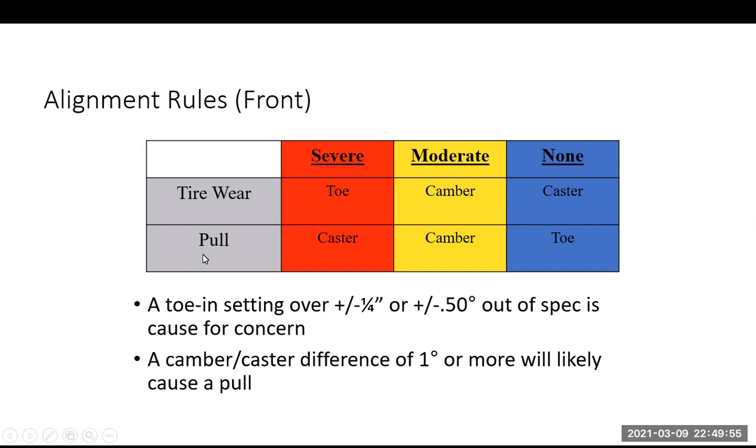When it comes to pulling, caster has the most effect on pulling, camber has a moderate effect on pulling, and toe really doesn't have any effect on pulling. Generally speaking, a toe setting off over 1/4 of an inch or 1/2 a degree out of spec is cause for concern. And generally speaking, a difference of 1 degree from left to right on either camber or caster will likely cause a pull. Those are all rules for the front.